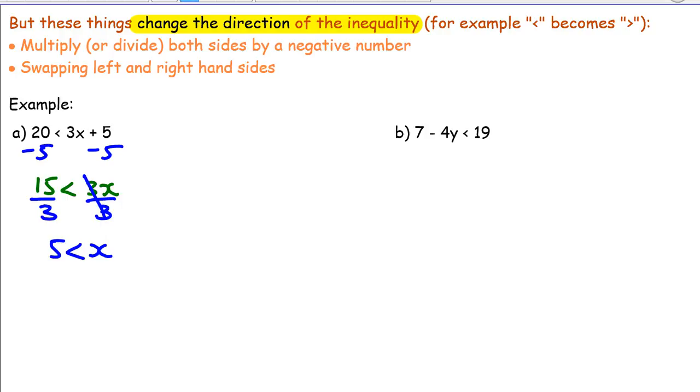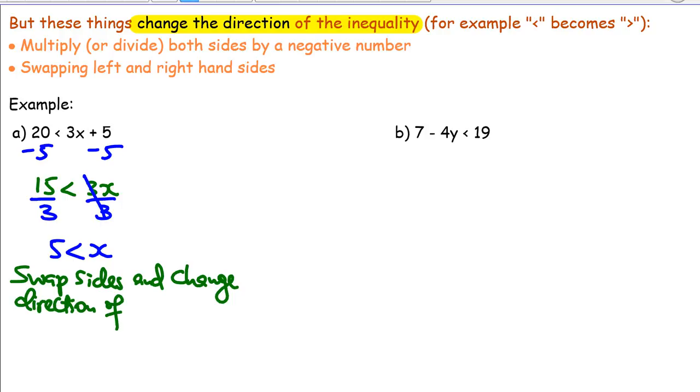Now we cannot leave this solution the way it is in this form because it does not make sense. So what we are going to do is swap the sides and change direction of inequality, which means that our final solution will be x is greater than 5. That is your final solution. Okay, I'll move on to the next question.